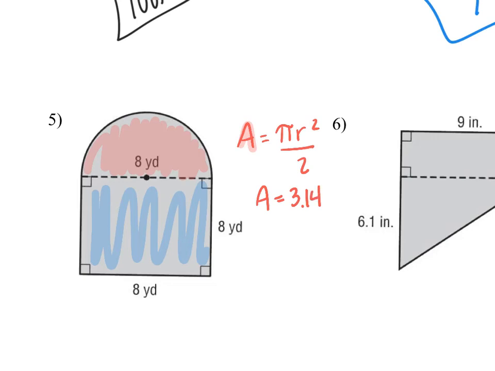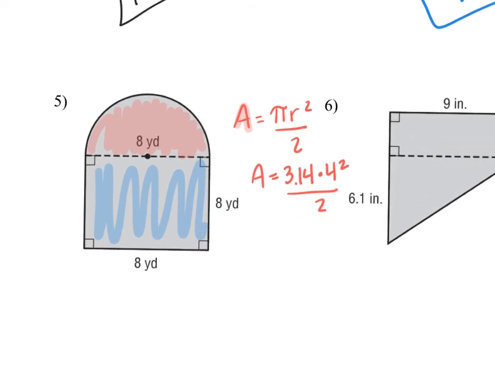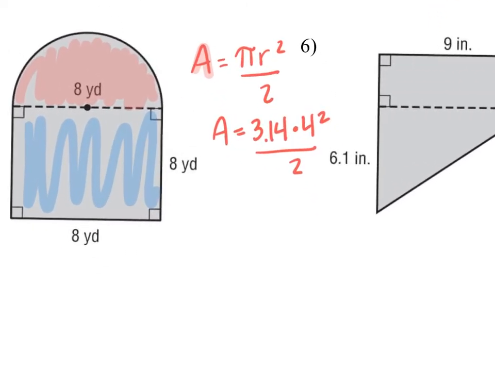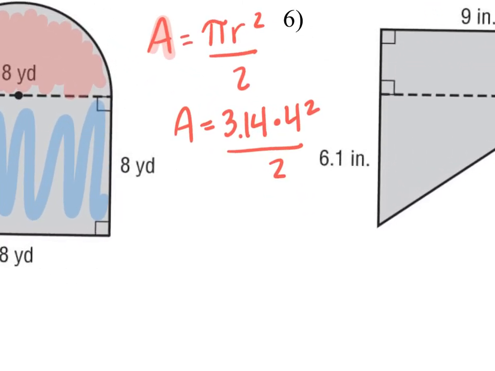Okay, so I'm going to put 3.14. Now, here's where I got to be careful. My diameter is 8. So what is my radius? 4. So I'm going to put 4 squared. You have to do that, guys. You make that one mistake, your whole problem is wrong. Okay, divided by 2. Now, order of operations tells me I need to do my exponent first. My exponent is squared, 4 squared. So what's 4 squared? 4 times 4, 16 divided by 2.